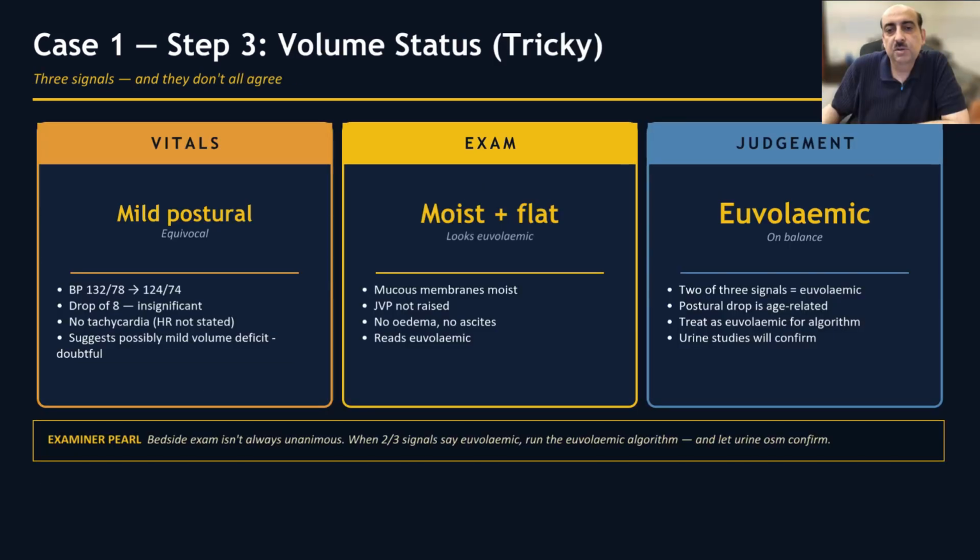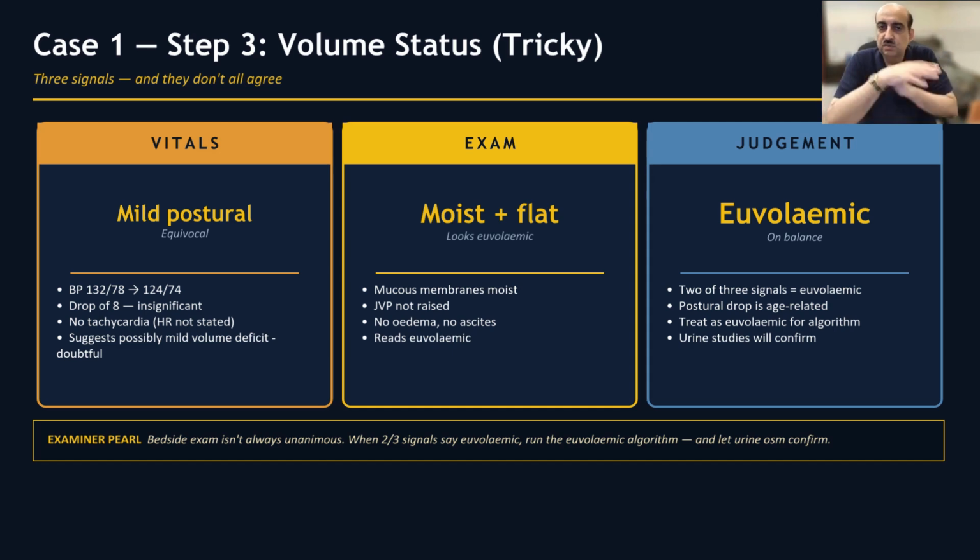Step number 3, coming to the volume status. Now, this is a real life example. It's a bit tricky, so let's come to that. Vitals: some of you might say there could be some mild postural component to it, but it's a bit equivocal. Blood pressure 132 by 78 and 124 by 74, lying and standing. The drop is 8 millimeters in systolic, insignificant. You would require at least 20 with symptoms, or 10 diastolic. There is no tachycardia, although the heart rate is not static. So I'm just giving you a little bit of a gray area. Some clinicians might argue there is mild volume deficit. We'll come to that.